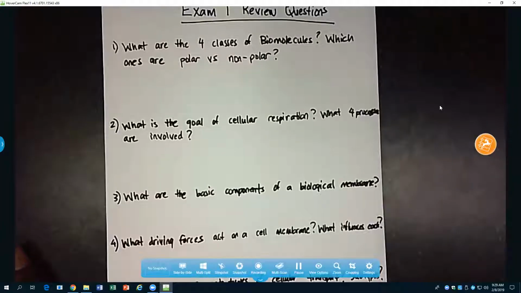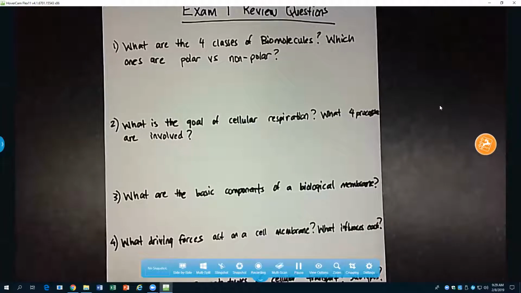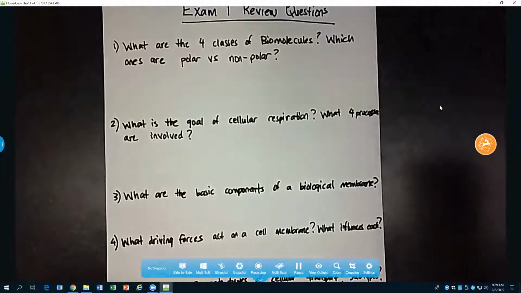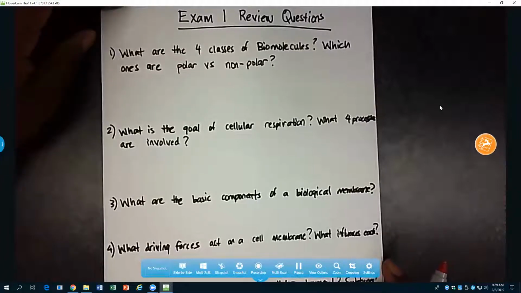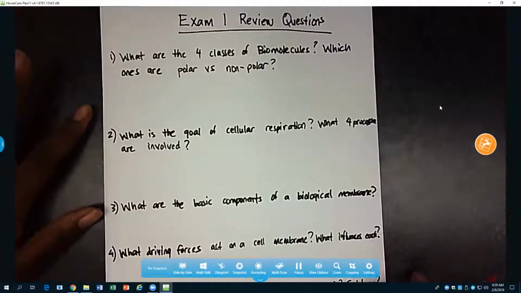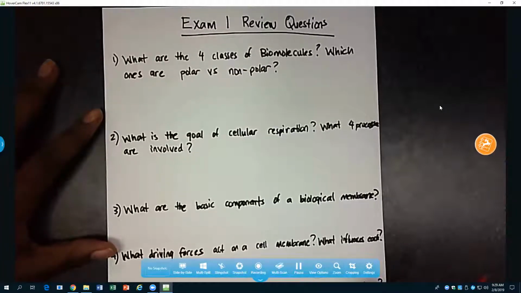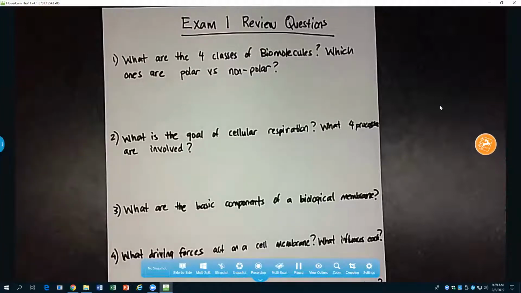Off, we'll start by talking about biomolecules. And the first question is, what are the 4 classes of biomolecules? Which ones are polar versus non-polar? So this is tying into the macromolecules that we talked about. And what are the 4 classes here? So what were these? What were these 4 biomolecules we talked about?